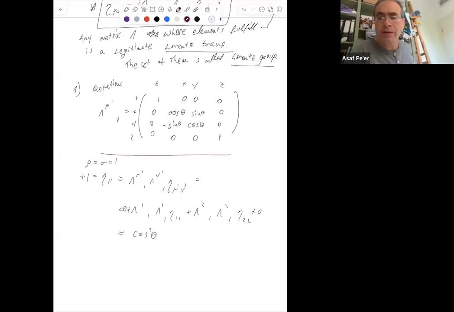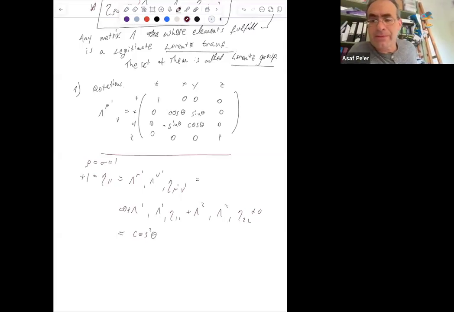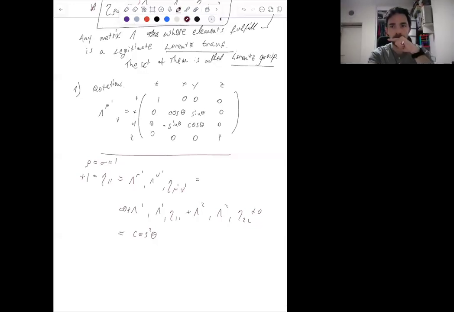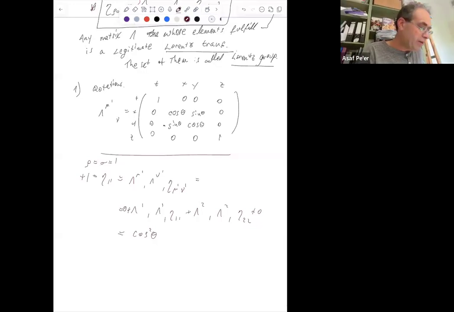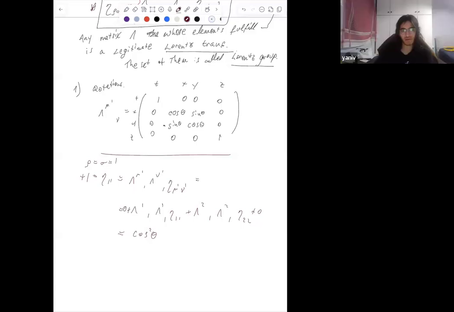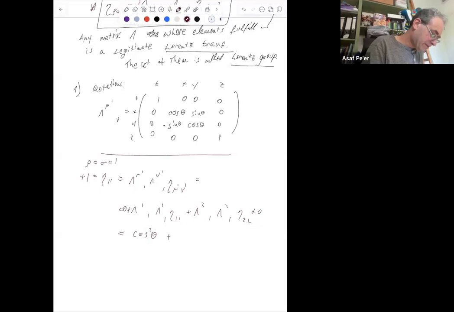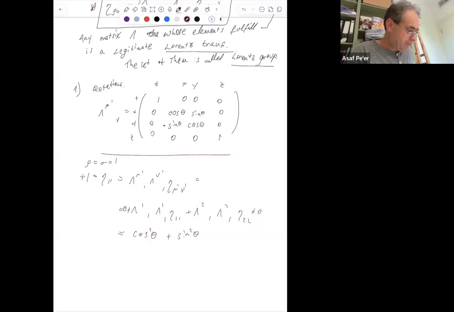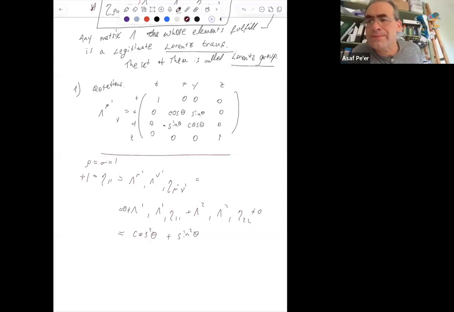What is eta 1, 1? 1. So cosine squared theta. What is lambda 2, 1? Sine theta. Minus, yes, but it's squared. So we have plus sine squared theta, and eta 2, 2 is 1. So we got the identity: cosine squared theta plus sine squared theta is equal to 1.